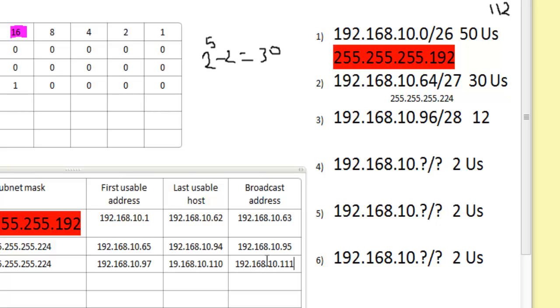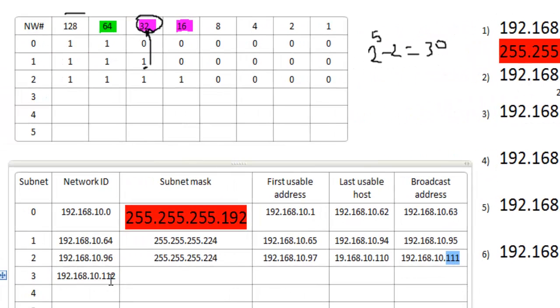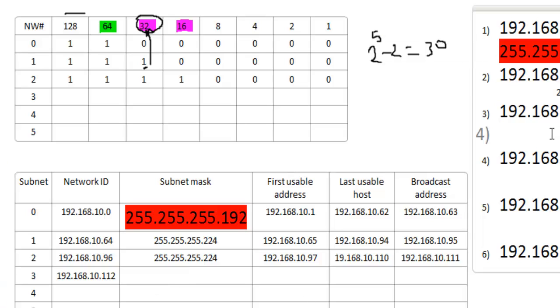192.168.10.111. This would be the broadcast IP. You see it's still in sequence, 111, 112. This one goes from 96 to 111, which is going to cover 14 hosts. So here, the next one here. So now you have this one.